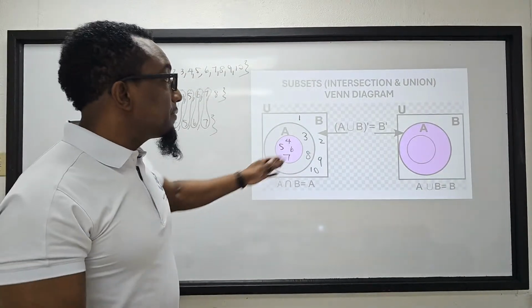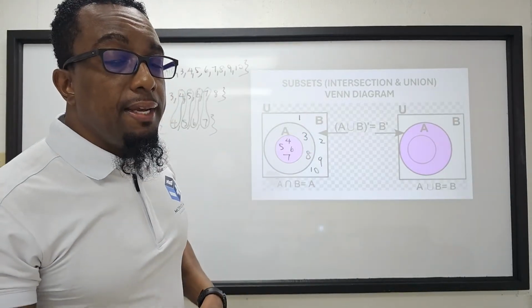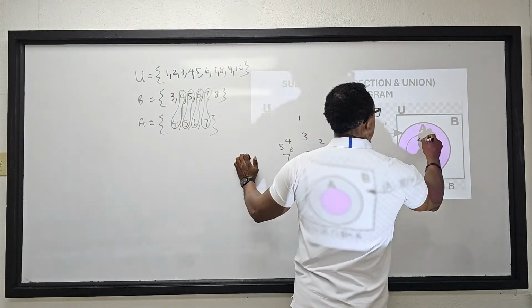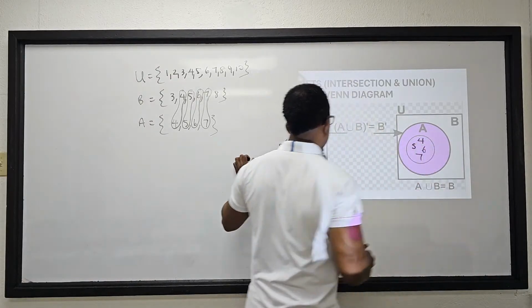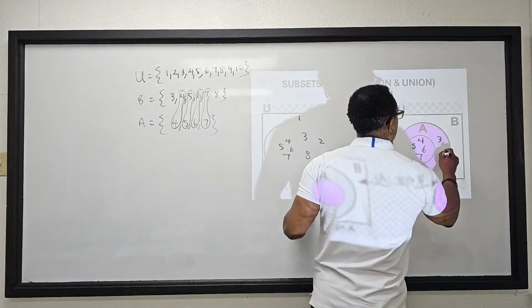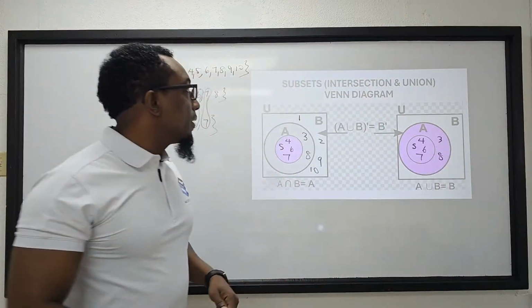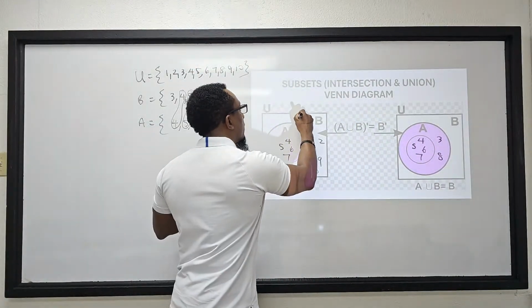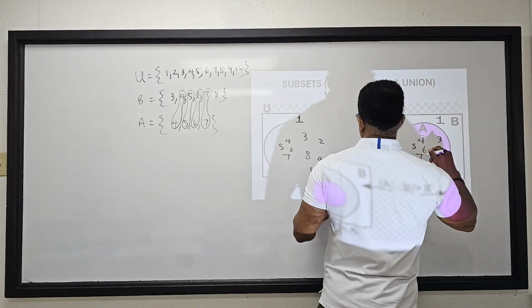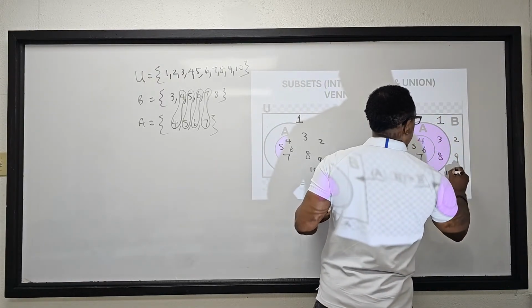So of course we can place the same here and we'll identify intersection and union. So I'll place the same elements here, 4, 5, 6, 7. I'll place 3 and 8 here. And of course 1, 2, 9 and 10.